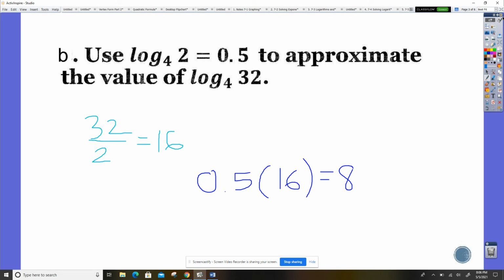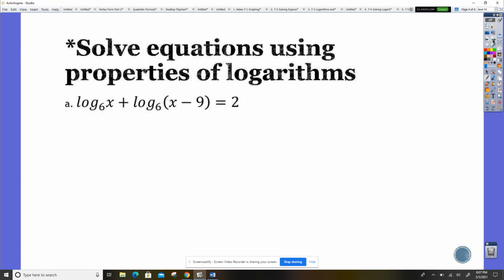The second part of logs part 2 is using our properties that we talked about yesterday to solve equations using logs. Okay, so we have log base 6 of x plus log base 6 of x minus 9 is equal to 2. Now, I don't know how to solve a log when I have two logs on the same side. But what I do know how to do is condense those two logs together to make one log.